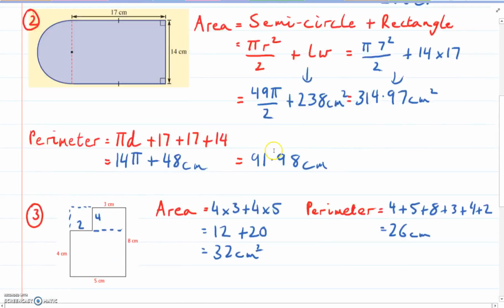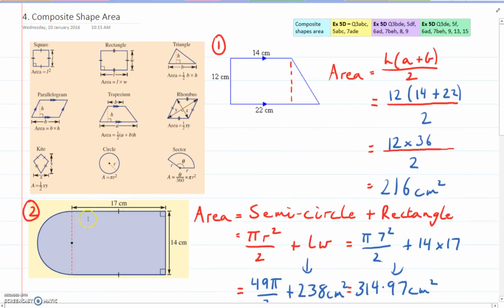So keep using your calculator, have a go at those different questions from the textbook, but yeah, use all of these different formulas as well. So I should have given you a formula sheet, make sure you're using that as you go.